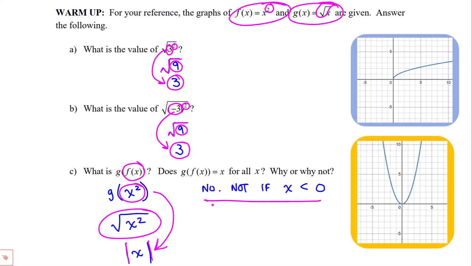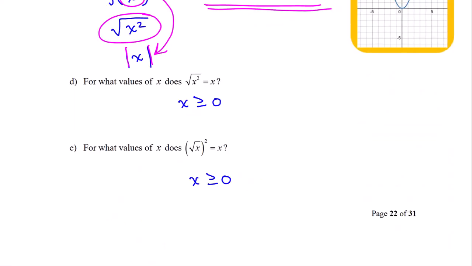So no, not for all x, if x is negative. So if I want to take the square root of x squared and get my answer back, my x better be positive, or 0 also works. The same thing is true here, except you can say, well, if I'm going to take the square root first, it better not be negative to begin with before I square it. But again, I better just say that x is greater than or equal to 0, positive or 0.